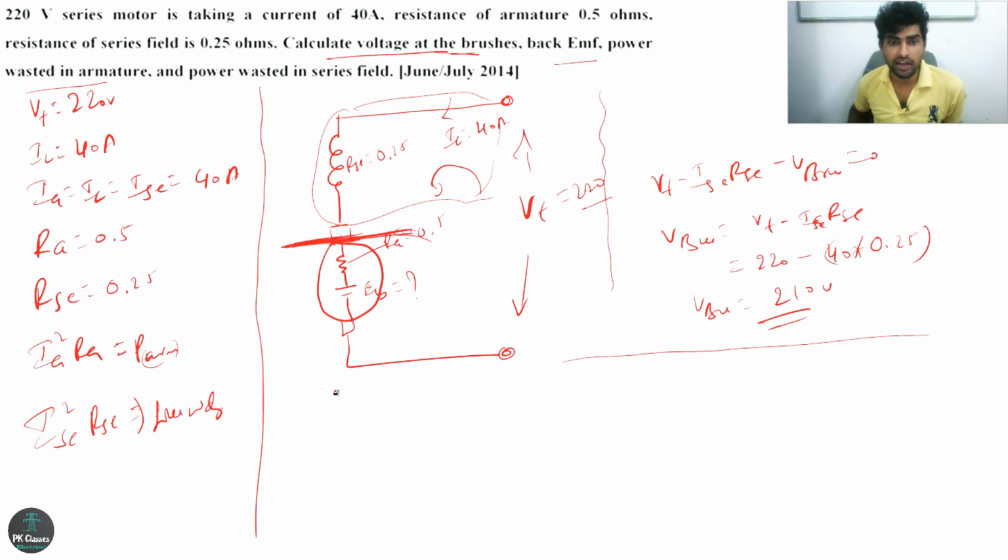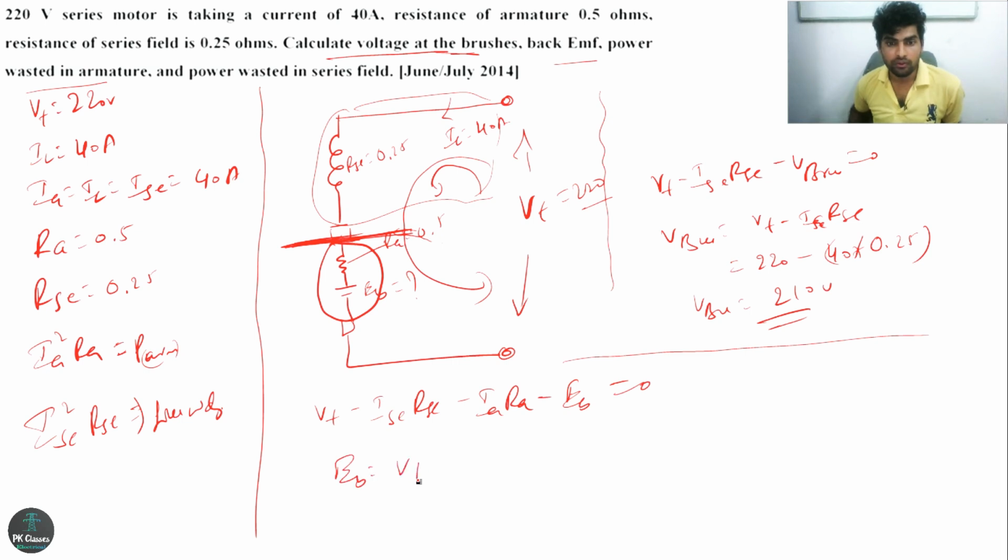We will calculate back EMF now. Apply KVL for the whole circuit. So VT minus ISC RSC minus IA RA minus EB is equal to 0. EB is equal to VT minus ISC RSC minus IA RA. Right? So 220 minus, ISC and IA are same, so I'll take IA common outside, or ISC common outside. So RA plus RSC, right?